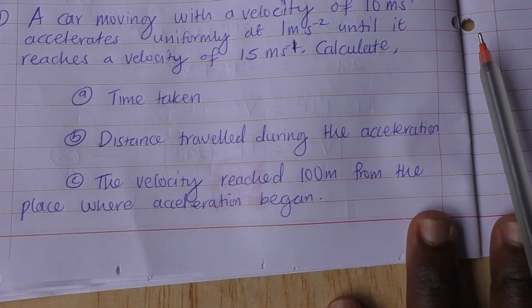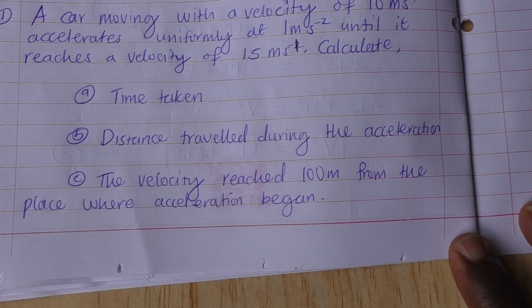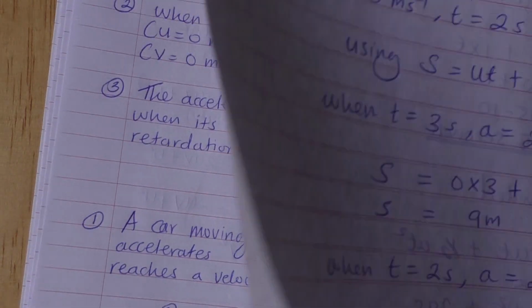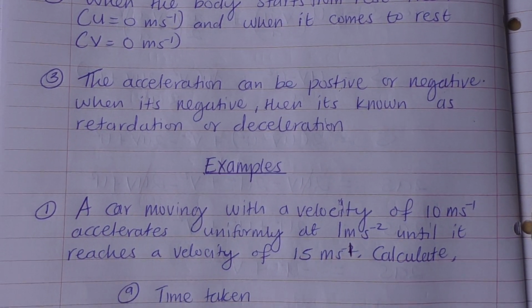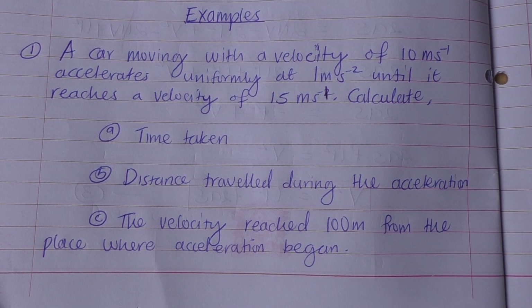which says calculate the velocity reached 100 meters from the place where acceleration began. So we shall be finding the final velocity, but we are given the distance as 100 meters. We have the initial velocity, therefore we shall use the third equation to find the final velocity. So try out that.